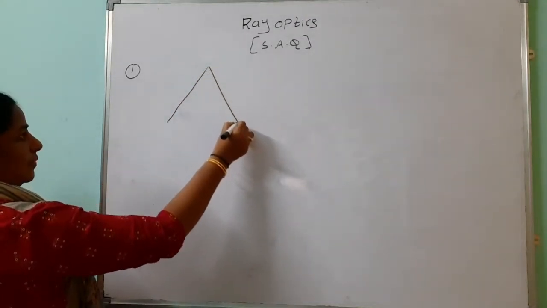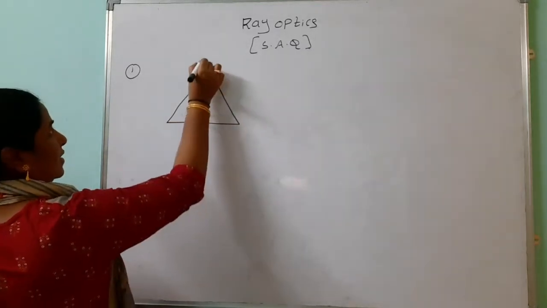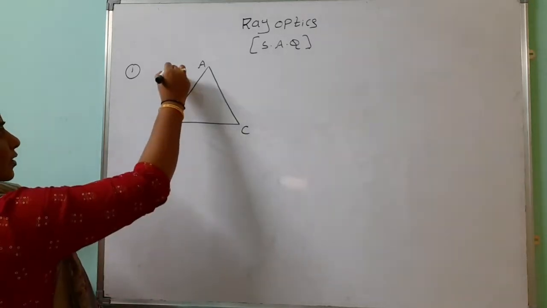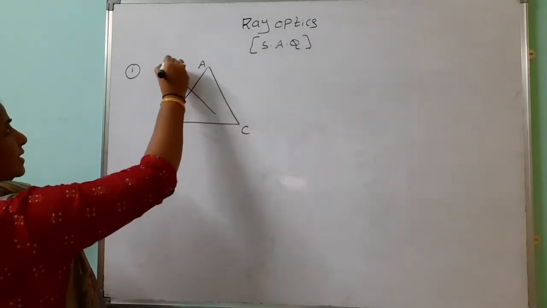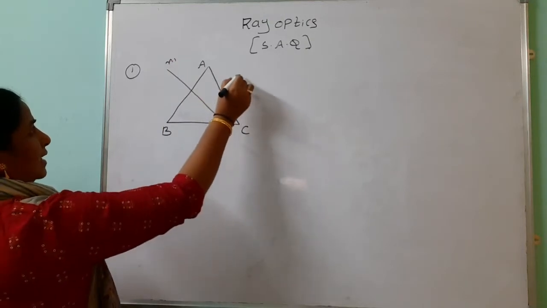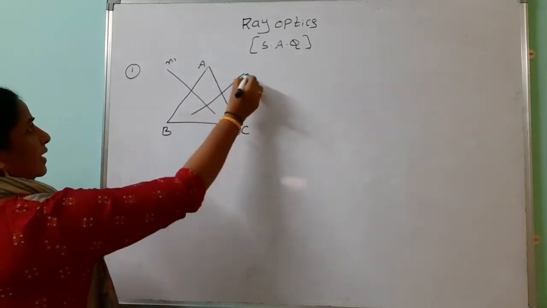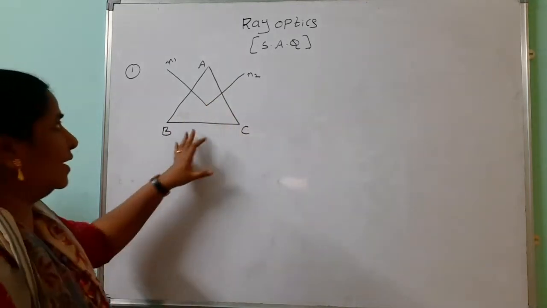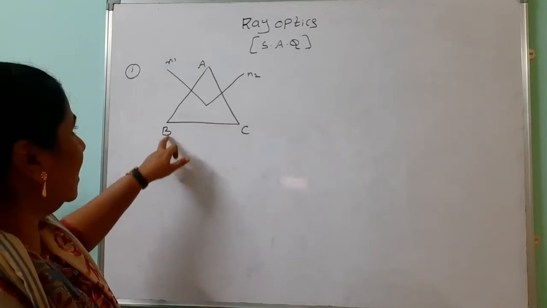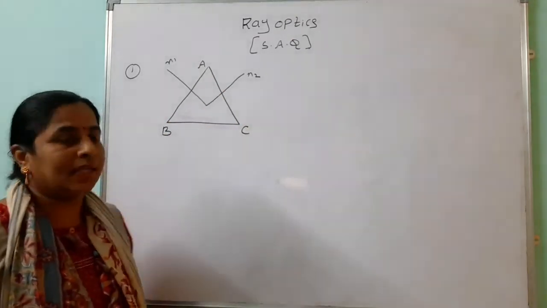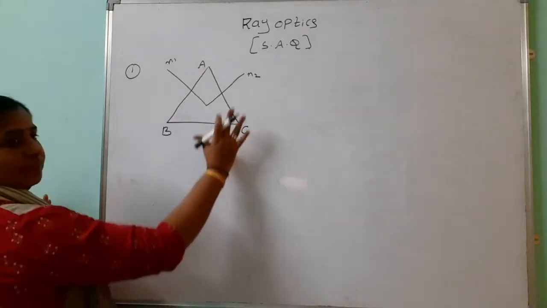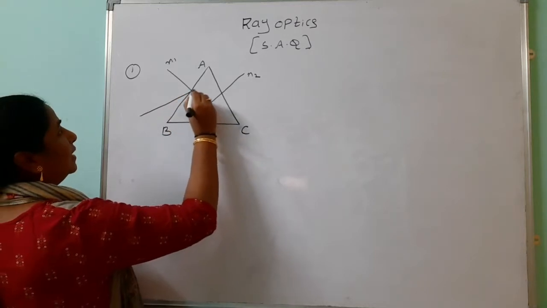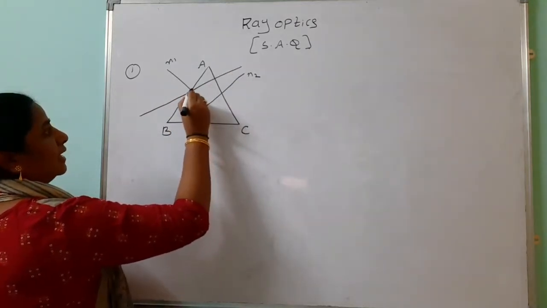This is the prism, and we are taking 3 faces A, B, C. This is the normal to the surface, we can consider N1. And this is another normal to the surface, we can consider N2. Look, 2 normals we have drawn, one on AB, another on AC. Then if there is no prism, light is having which path? Straight line path. Without bending it is moving.